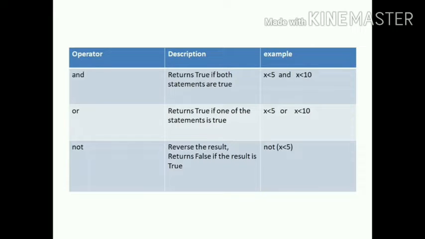Then comes this or. It returns true if one of the statements is true. If x less than 5 is true and the other statement is false, it will return true. If x less than 5 is false and x less than 10 is true, then also it will return true. And if both the statements are true, obviously at that time it will return true. And then comes not. It reverses the result from true to false and false to true.